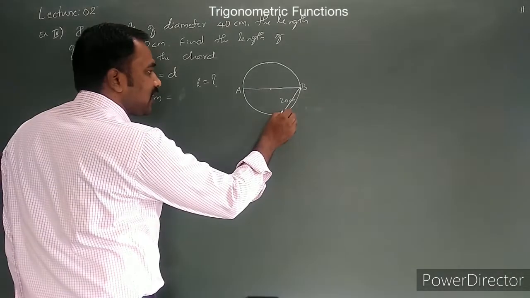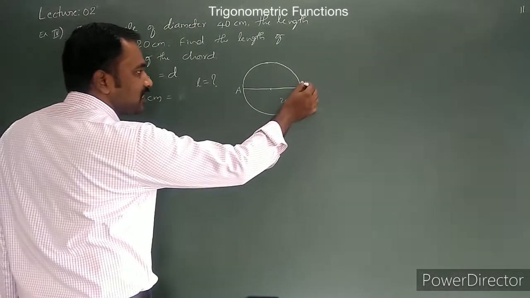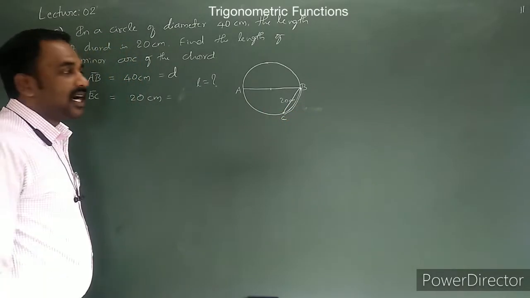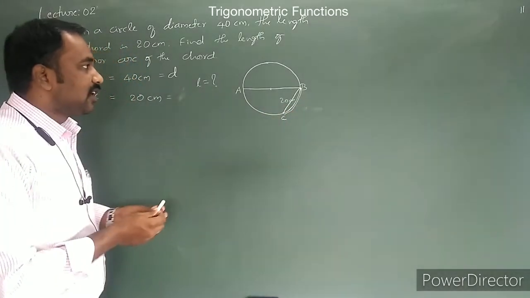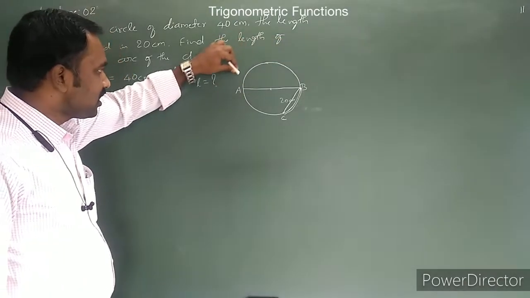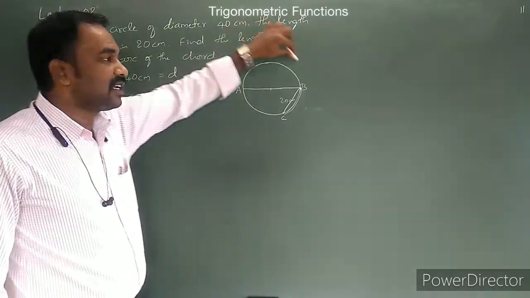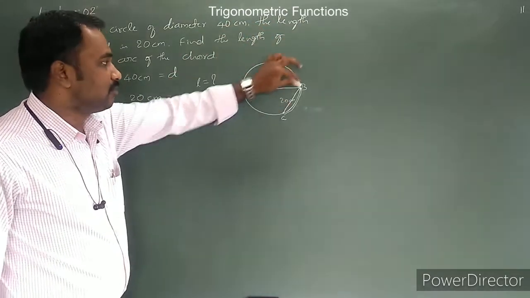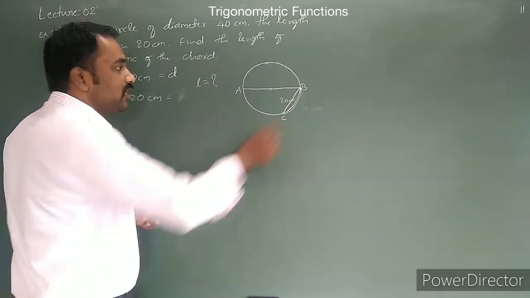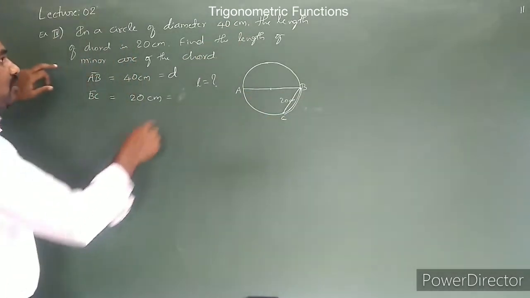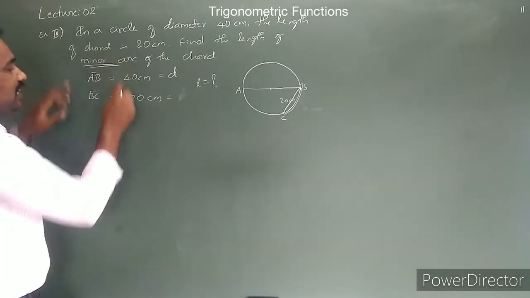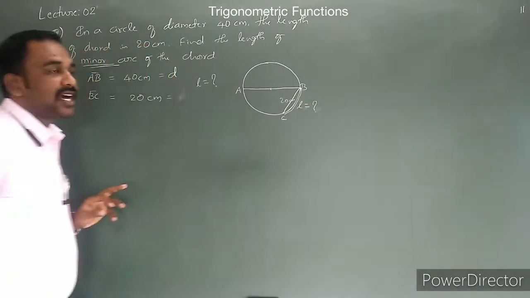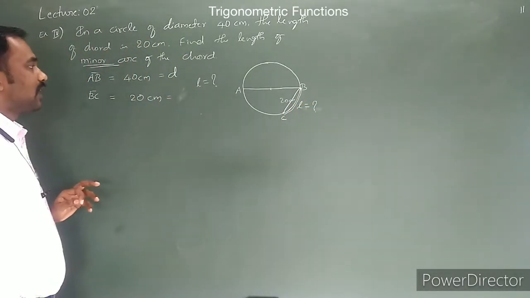Here, two arcs are there. What are the two arcs? One arc is BC, only this much. This is one arc length. Another arc length is BAC. Whether we need to find the BAC arc length or only the BC arc length. They particularly mentioned the length of the minor arc. Minor is nothing but smaller arc length. Smaller arc length is nothing but BC arc length we need to find. That is, L is what we need to find.